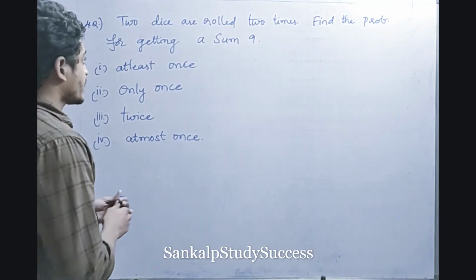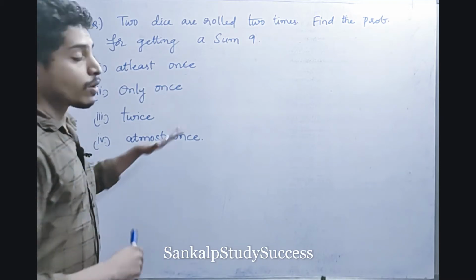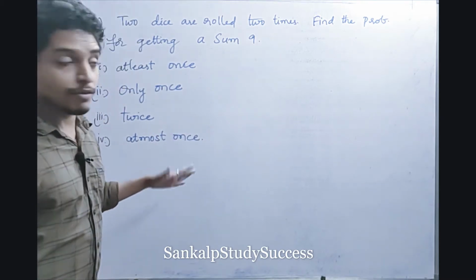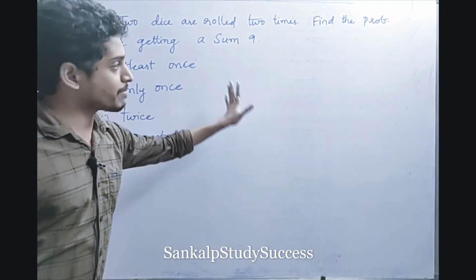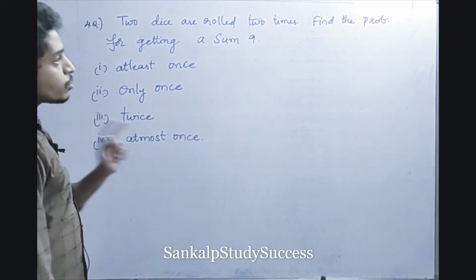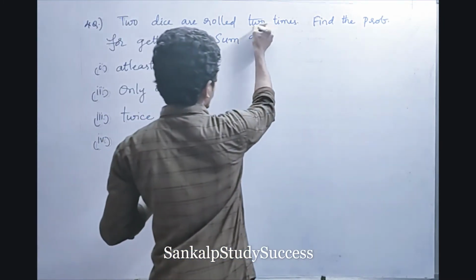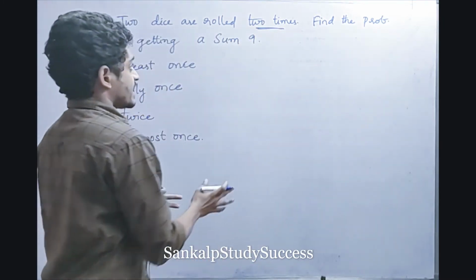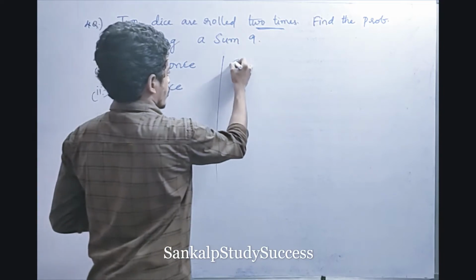Okay friends, now let us see a beautiful question. These are all GATE questions, friends, previous year questions. I am not mentioning the name but the year, but these concepts are very important. See friends, 2 dice are rolled 2 times, okay? 2 dice are rolled 2 times. Find the probability of getting a sum of 9, okay fine.